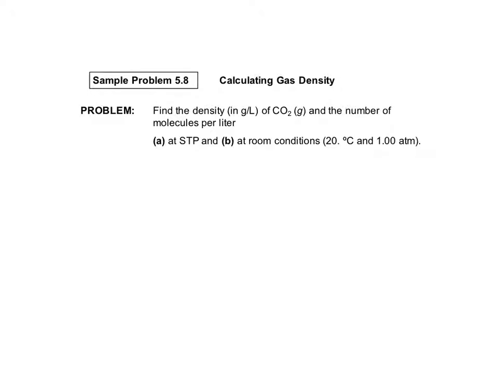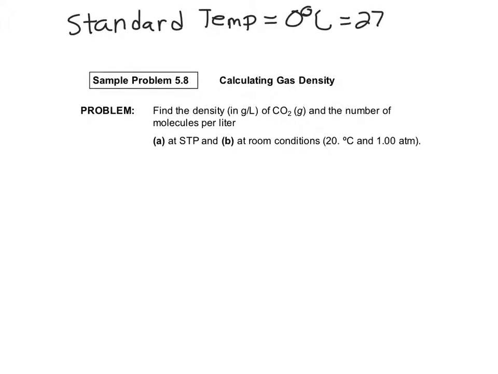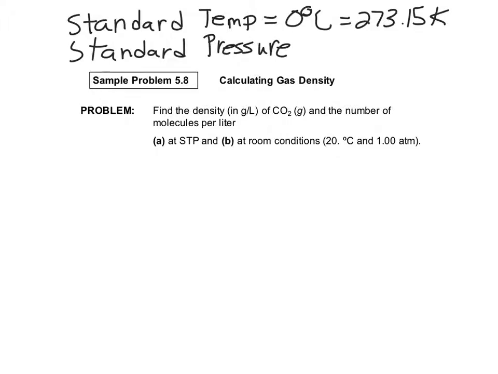And any time you see STP, standard temperature, let me write this down. Standard temp is equal to 0 degrees C, which is also equal to 273.15 Kelvin. Standard pressure is equal to 1 atmosphere, which is also equal to 760 torr. Okay? So those are the conditions.